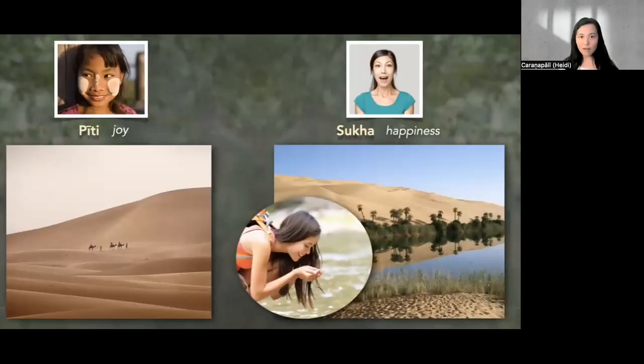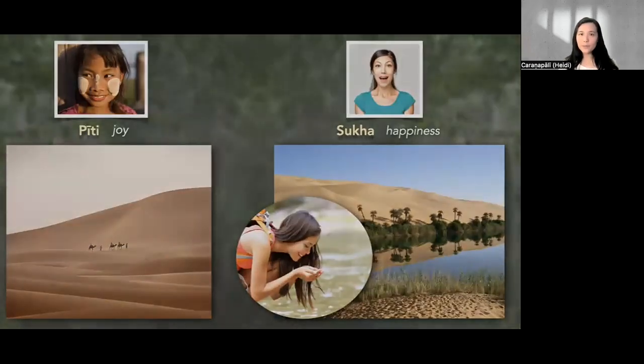Now, when they really arrive there and take some water and clean themselves, that feeling is happiness, that's sukha. It is compared in this way. The anticipating of something nice is joy, and actually enjoying that something nice is sukha. So that's the difference between the two. Okay.